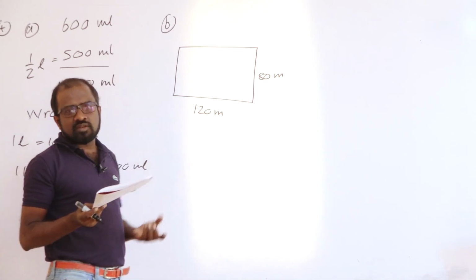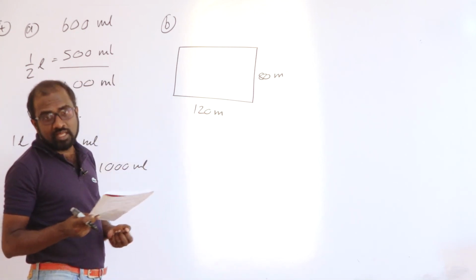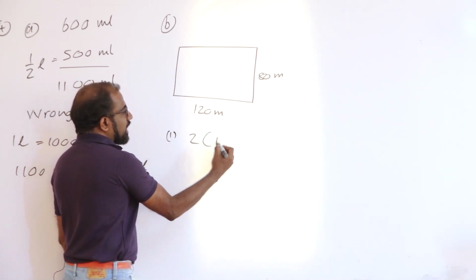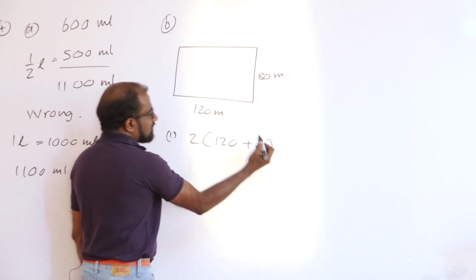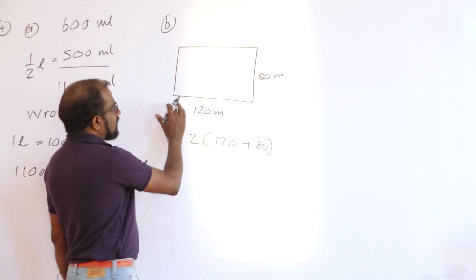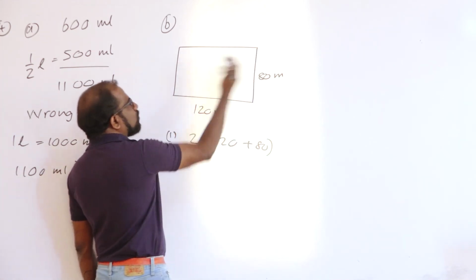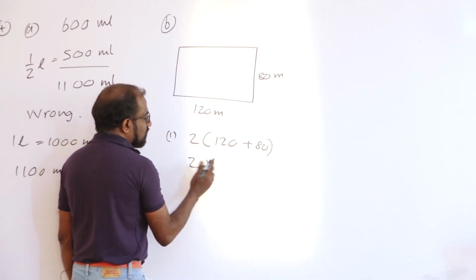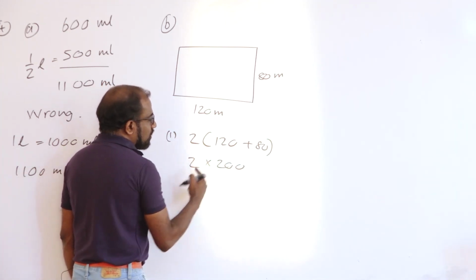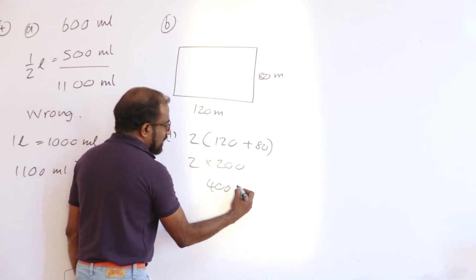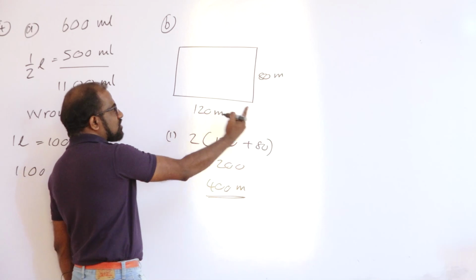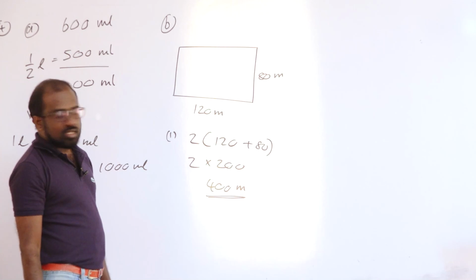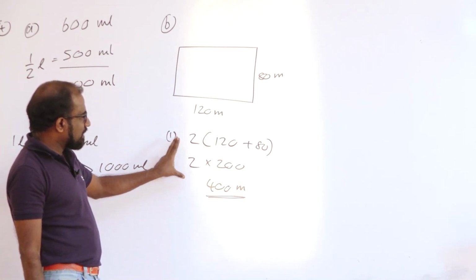To find the perimeter of this rectangle, how can you find the perimeter of the rectangle? 2 times length plus breadth. That's the easiest way. Add 120 and 80, multiply by 2. 120 plus 80, what's the answer? 200. 2 times 200. What's the perimeter of this rectangle? How much does the watcher walk? 400 meters.